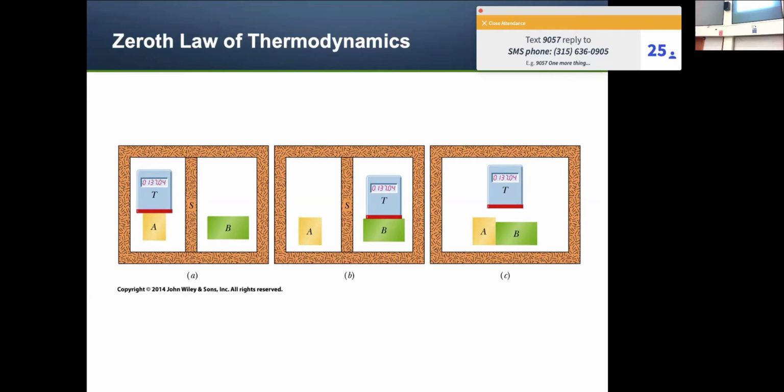That's what we mean by temperature. It's a quantifiable, measurable number. It means something. If this wasn't true, none of the rest of the stuff that follows would be possible. Okay.